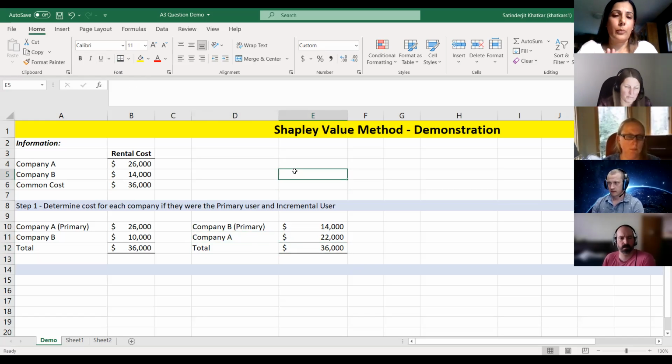So what you do in step one is you assign each company or party or individual involved as a primary. And as a primary, they would pay had they been incurring this cost on their own. Then the residual goes to the other company. And so you do each scenario. Are there any questions?